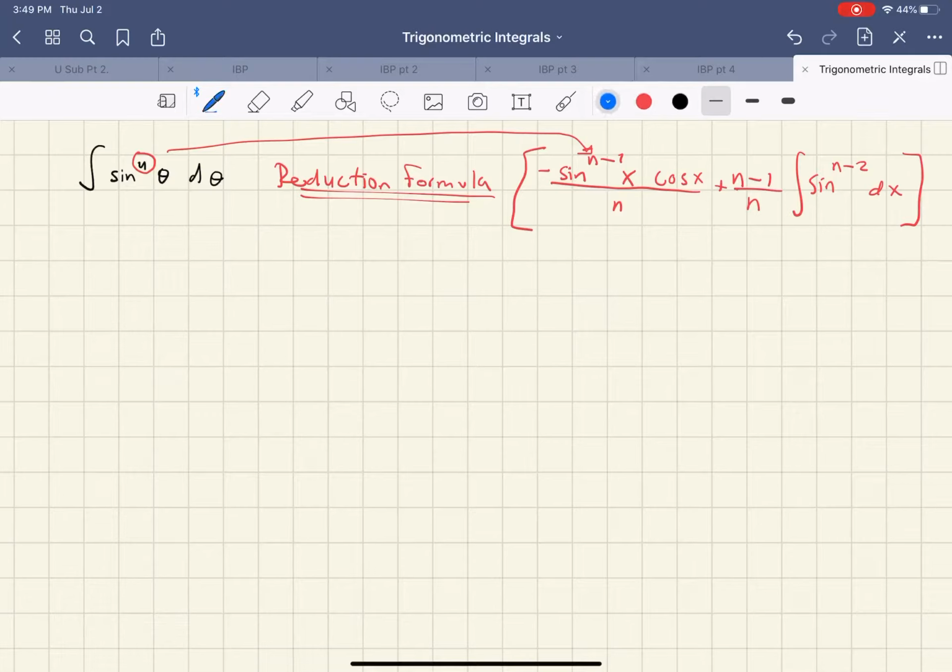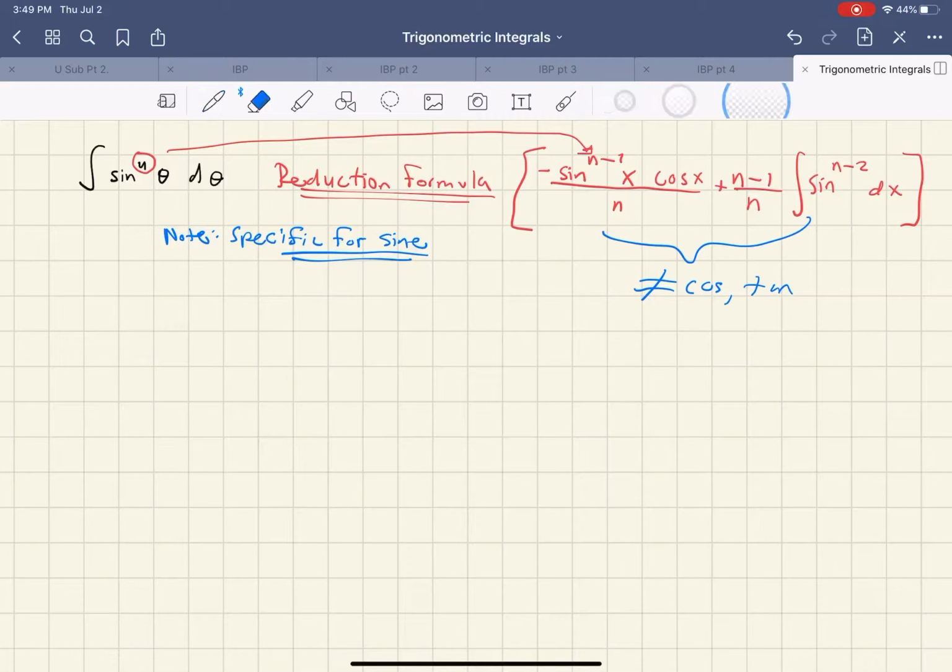But one thing to note, this formula is specific for sine. And that's really important because there is one for cosine and another one for tangent. I can go over those in some other videos, but the one that we're doing right now is specifically for sine. So we wouldn't use this for cosine, or we wouldn't use it for tangent. So all we have to do is plug it into the formula now.